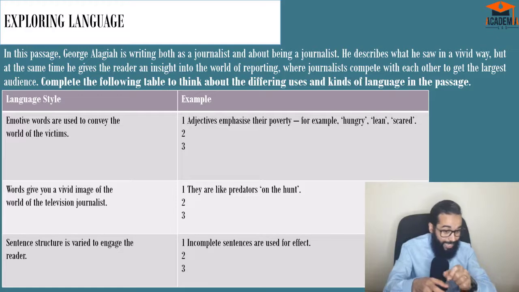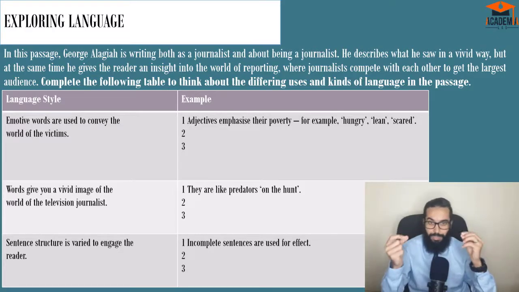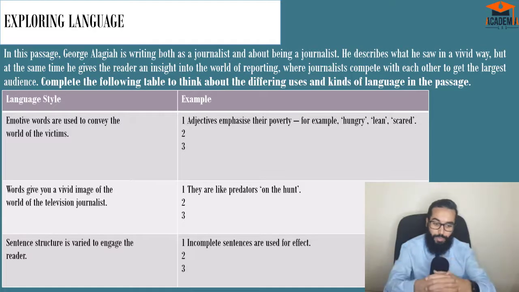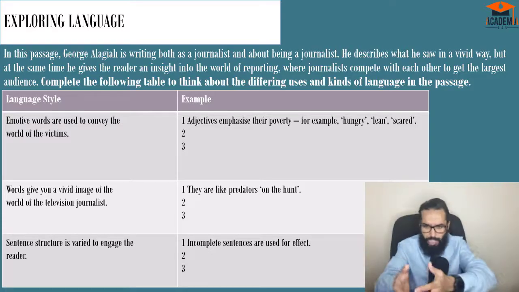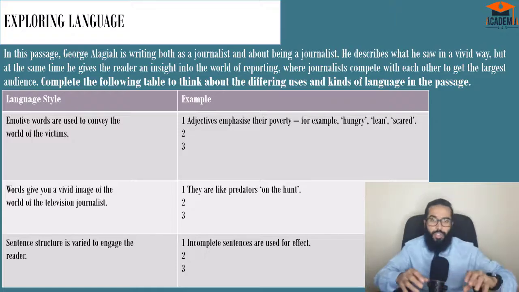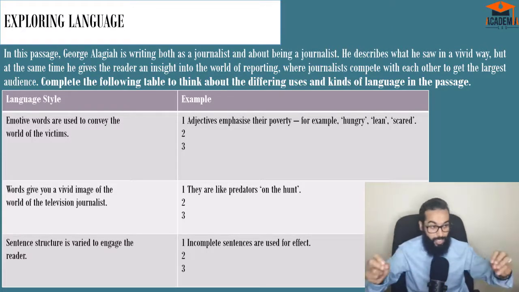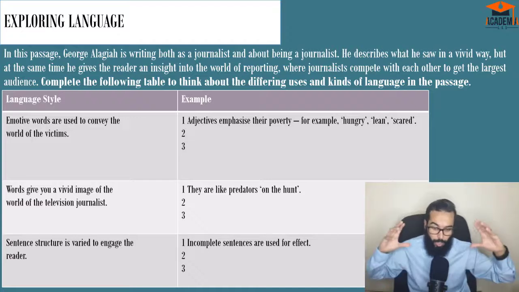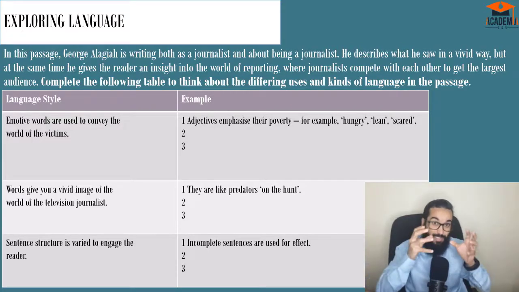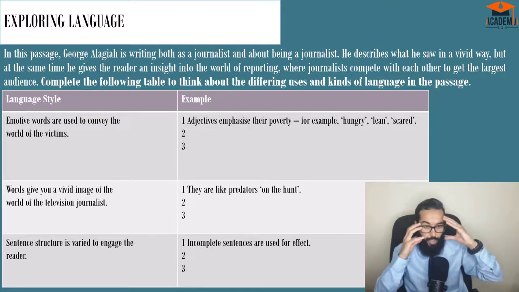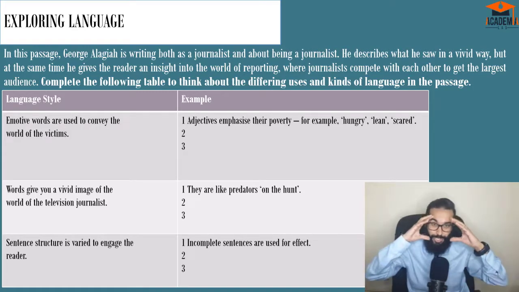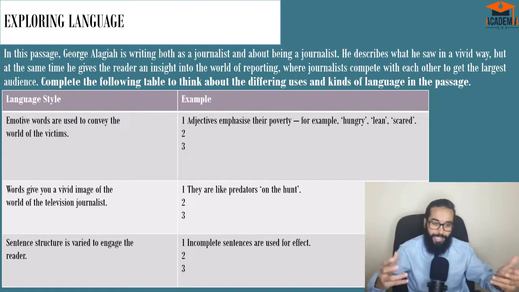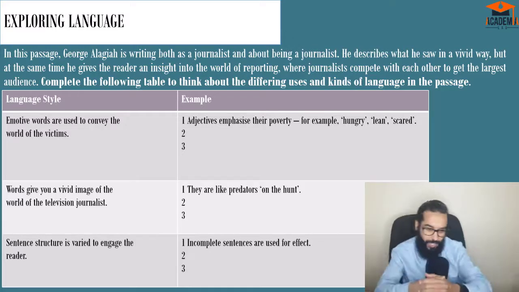Now, words give you a vivid image of the world of the television journalist. And I've used, they are like predators on the hunt, just like we mentioned a minute ago. They compete against each other and against other journalists in order to get the best news, or the best story. So they are like predators on the hunt. That's a vivid image that you visualize when you read something like that. You try to imagine that, and you will imagine it as well when you read it. So that's a vivid image, and that's what it creates.